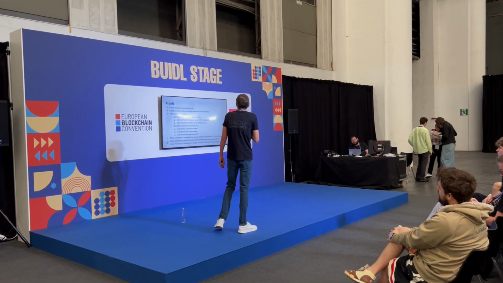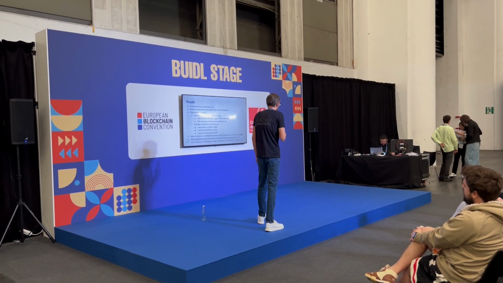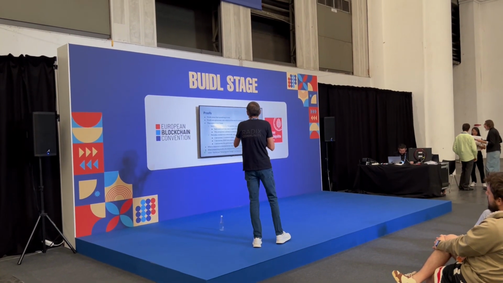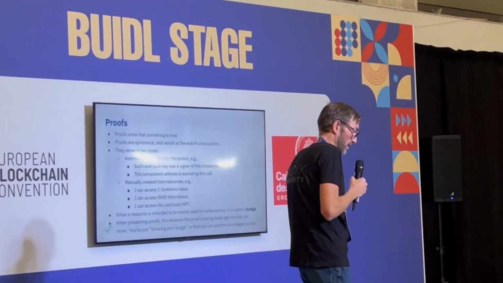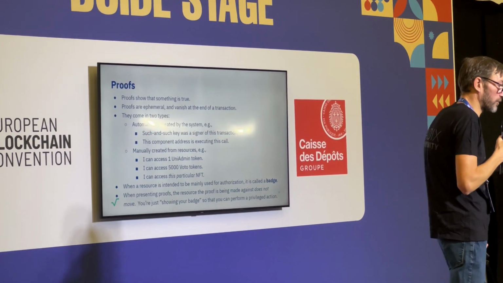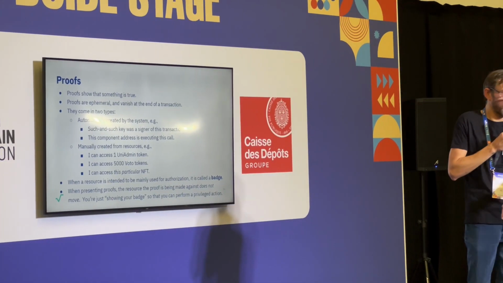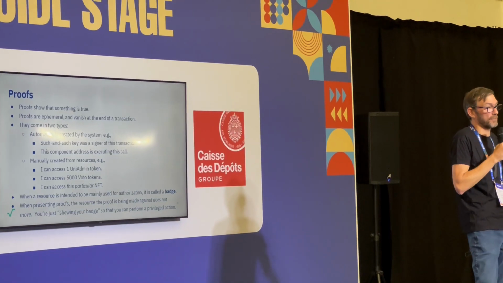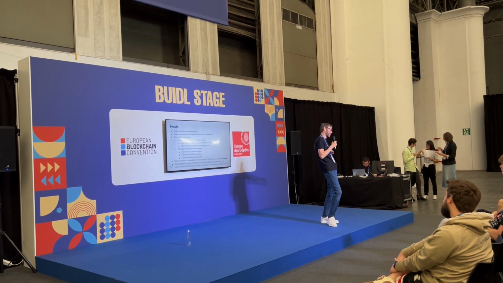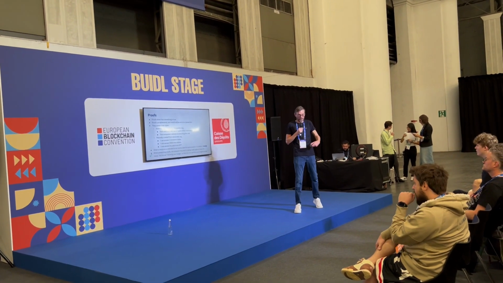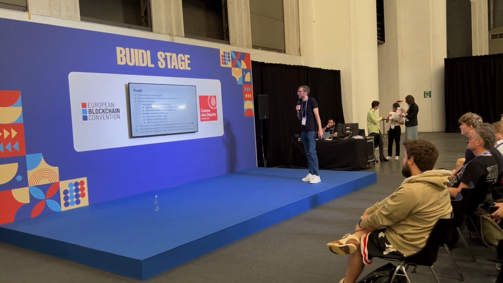And proofs show that something is true. Key component address, so the component calling another component could be the authority. Right? This component is allowed to do these actions within this component, and nobody else is allowed to do anything in this component other than that component B. So the components themselves can be the authority.